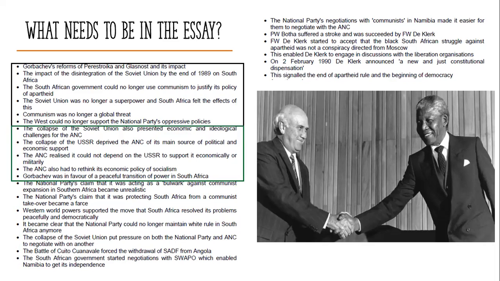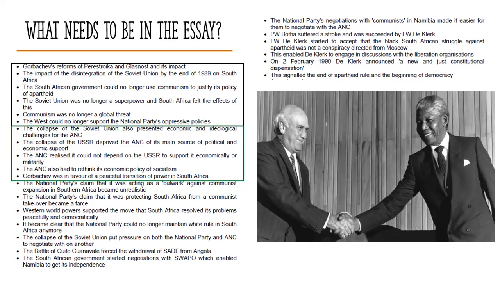Because the ANC was very much aligned to the ideas of communism, aligned to the ideas of socialism. So there was kind of the Cold War struggle, that the USSR thought that if the ANC was able to take over, you could bring communism to South Africa and they'd get a bit of a leg up in the Cold War. But now that the USSR no longer exists, the ANC doesn't have that support from the Soviet Union anymore. The ANC realized that it could not depend on the Soviet Union to support it economically or militarily.